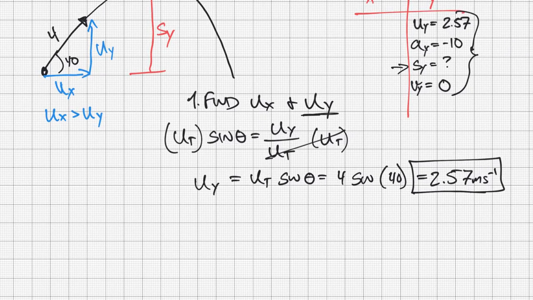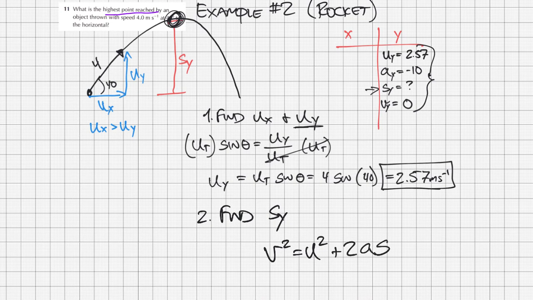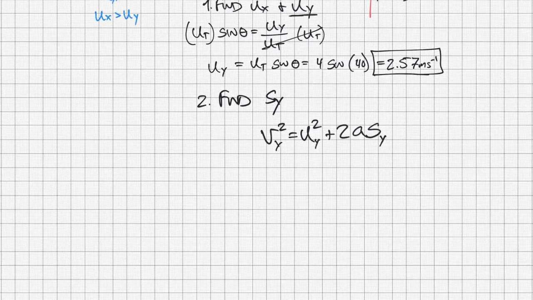So the second process of this is simply going to be find SY. And with what I know, I'm going to use the equation velocity squared equals initial velocity squared plus 2 acceleration times displacement. And again, these are all going to be in the Y direction if I'm looking for the maximum height that is reached. I'm solving for S. I know that my final velocity is actually 0, so that's going to go away, and then I'm going to subtract my initial velocity from both sides.